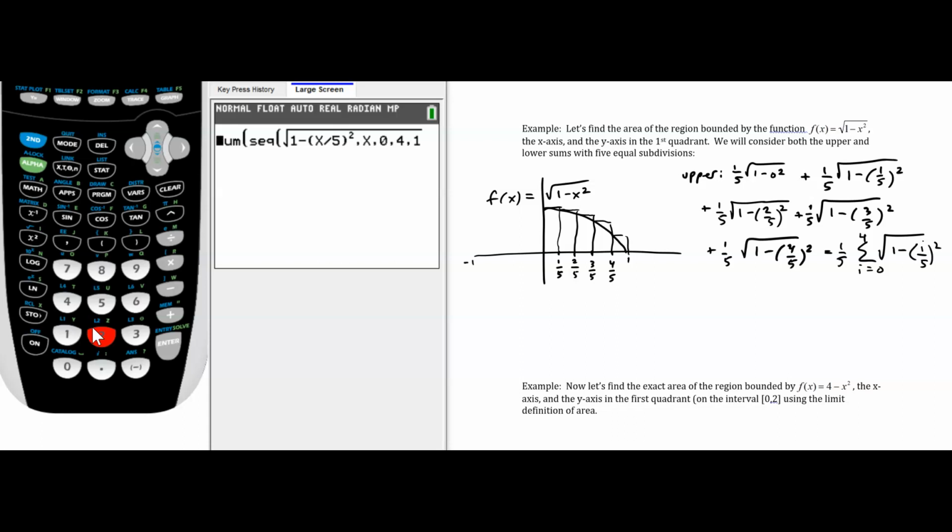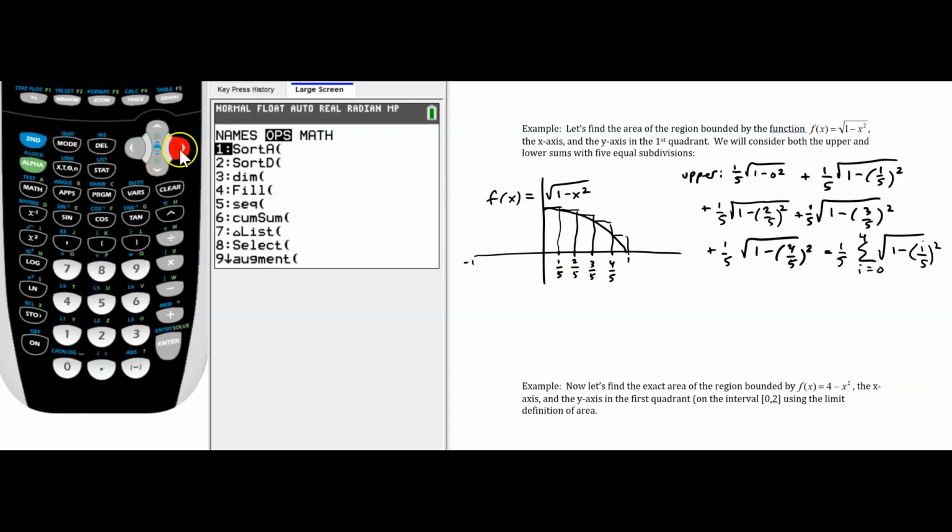What is my error? Oh, I see what my error is. I've got the whole thing underneath the square root, so I need to fix that. So let's go back into that list menu, and let's go back to number 5 where we do the sum of the sequence. And, you know what I need to do? This is actually really good that I made that mistake. I need to go back over here and I need to close this off.